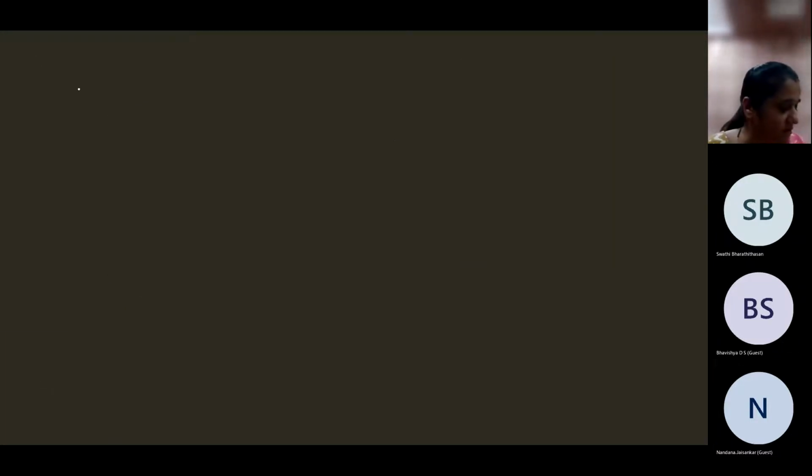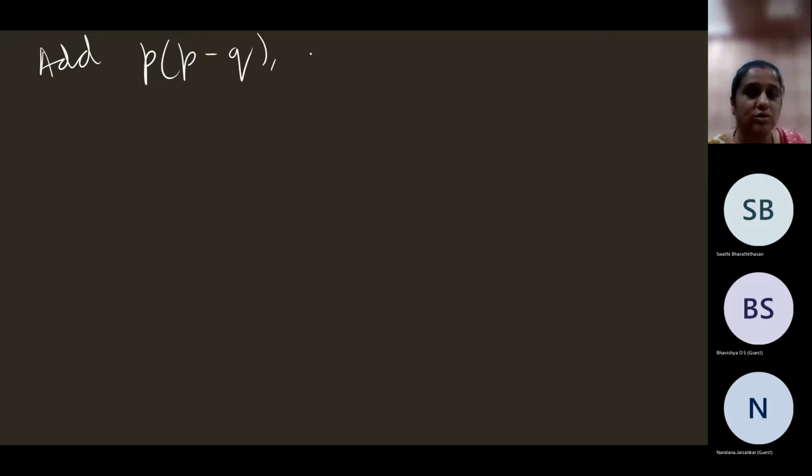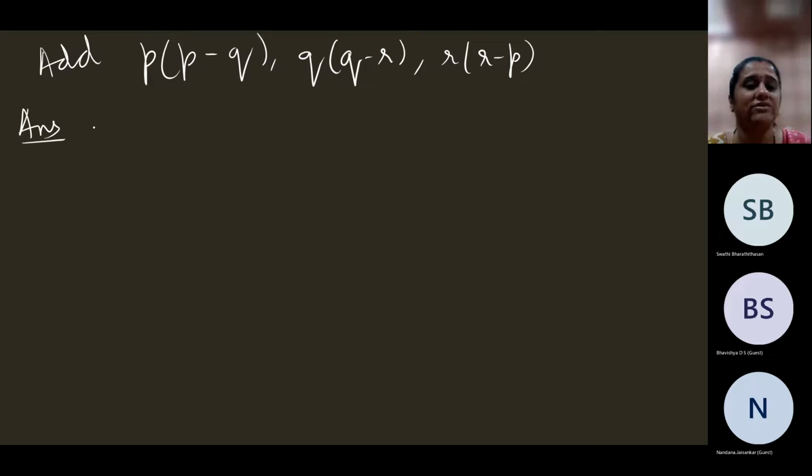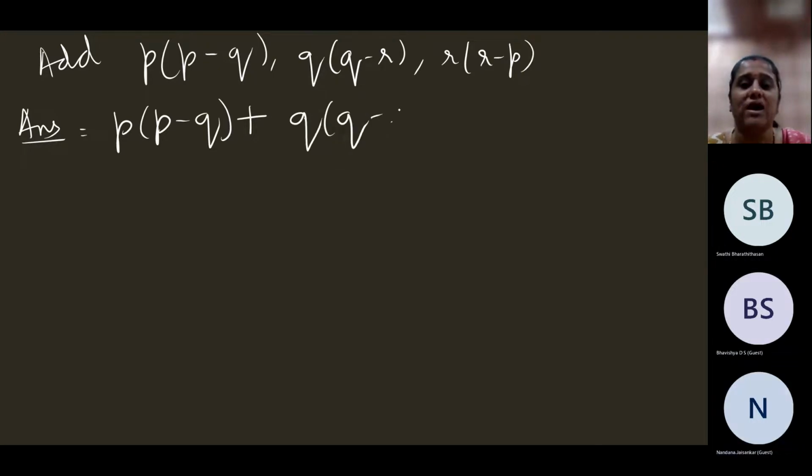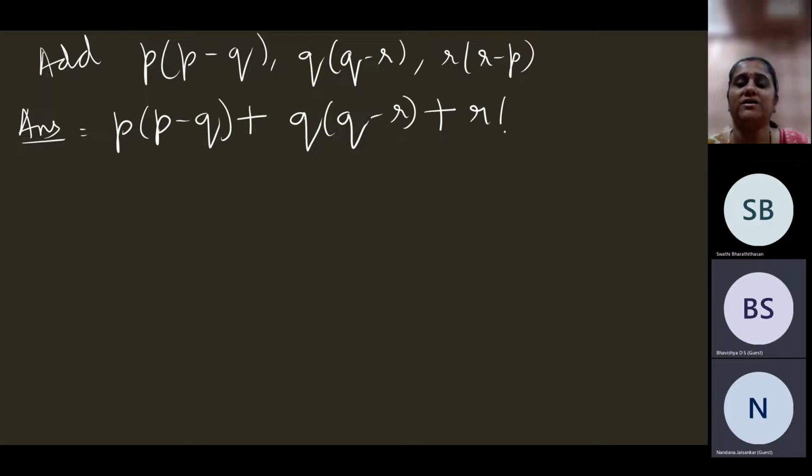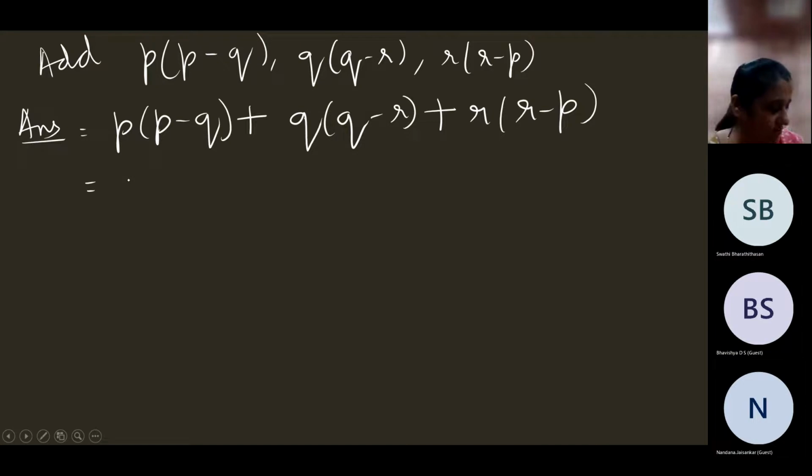Next one. Add P into P minus Q, Q into Q minus R, and R into R minus P. You should add. So how do you write it? P into P minus Q plus Q into Q minus R plus R into R minus P. Yes, students. Yes, proceed.